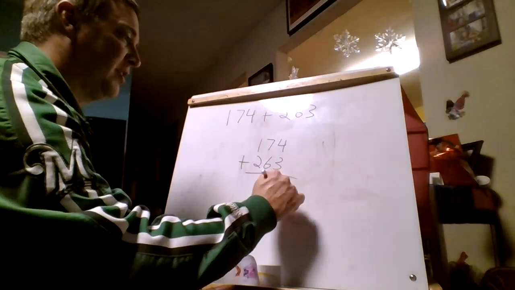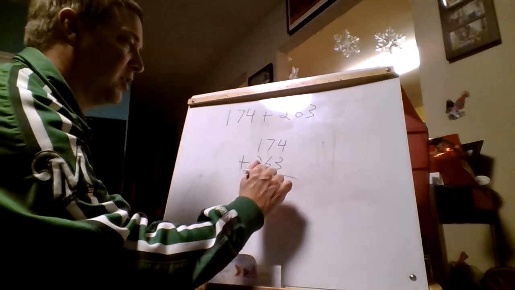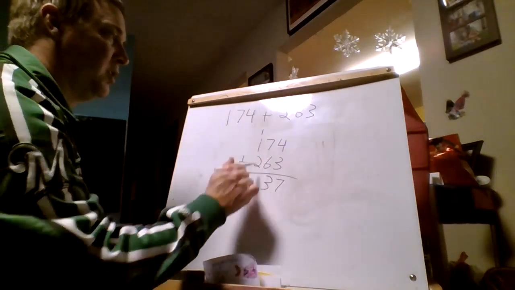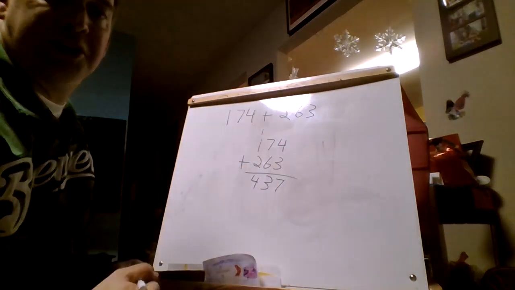4 plus 3 is 7. I'm going from right to left. 7 plus 6 is 13, so I'm going to put down 3 and carry the 1. And then 1 plus 1 is 2, plus 2 is 4. So that's just a quick review of addition.